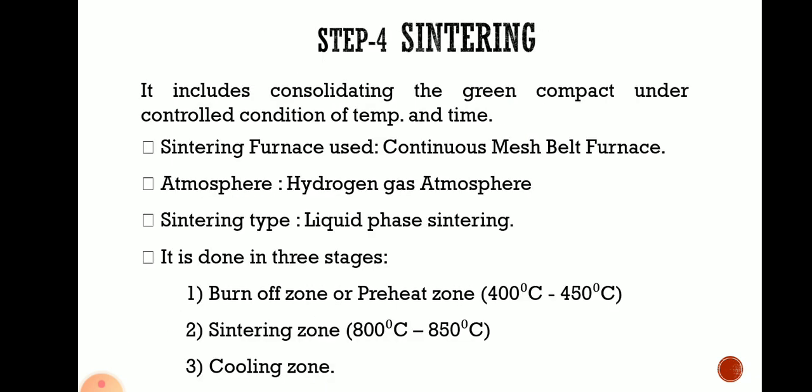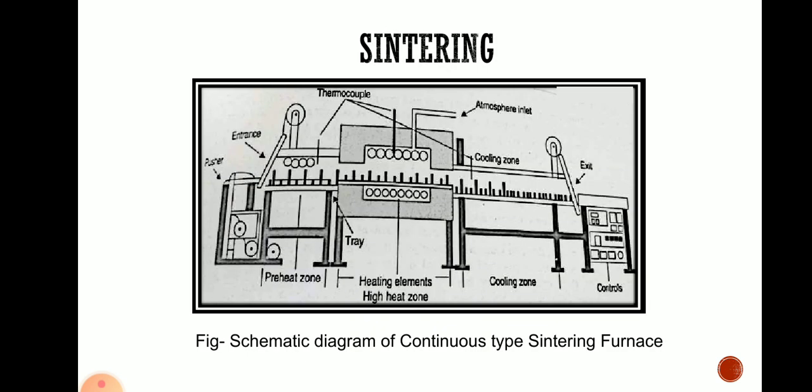To that green compact, the next, fourth step is sintering. It includes the consolidation of the green compact under controlled conditions of temperature and time. So we are passing this green compact through a few stages. These stages we will show in the next diagram. Here in the diagram you can observe the schematic diagram of a continuous type of sintering furnace.